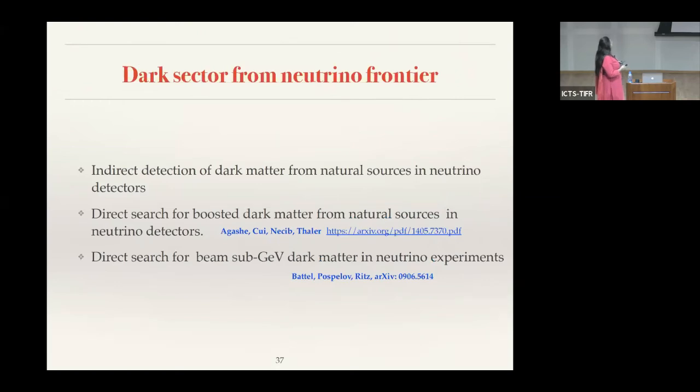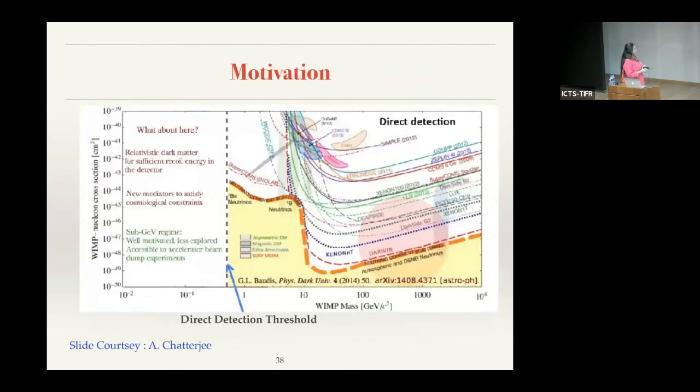So the dark matter detection in neutrino experiments is a very active field. It can come from indirect detection of dark matter, direct search for boosted dark matter, then direct search for sub-GeV dark matter in neutrino experiments. So the importance is that the direct detection experiments cannot probe this sub-GeV region.